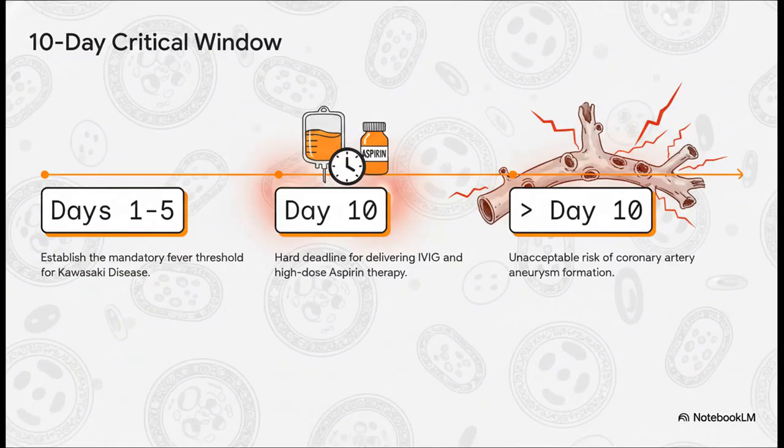And here is the timeline dictating our therapeutic window. Days 1 through 5 establish the fever threshold for Kawasaki, but the hard deadline is day 10. The really dangerous trap is withholding intravenous immunoglobulin, IVIG, and high-dose aspirin because you are waiting to see if the fever resolves, or maybe you misdiagnosed it. Withholding this therapy past day 10 guarantees an unacceptable risk of coronary artery aneurysm formation. Therapy must be delivered within this 10-day critical window to arrest that vascular destruction.